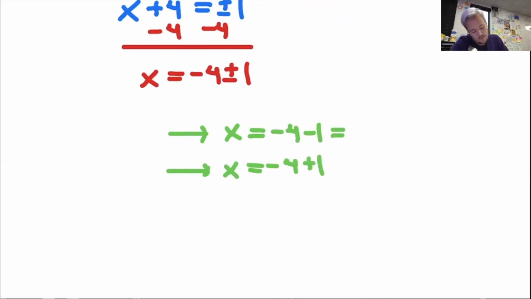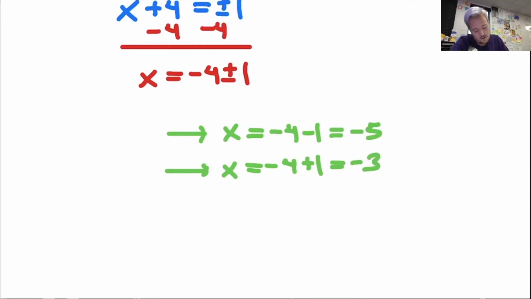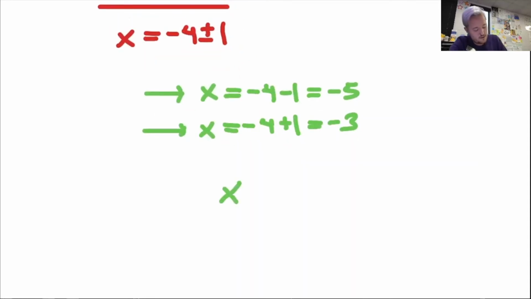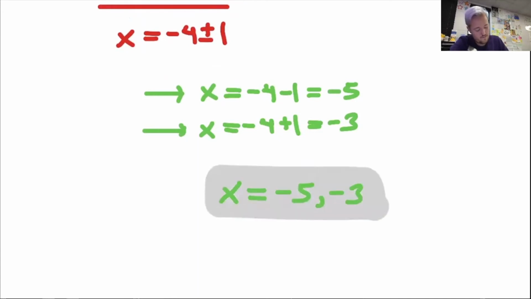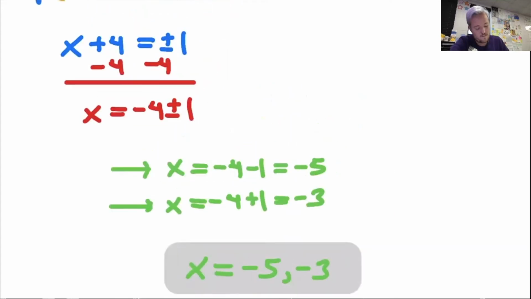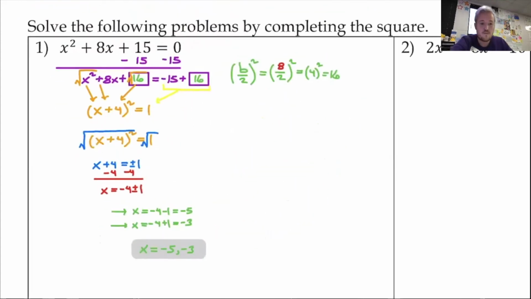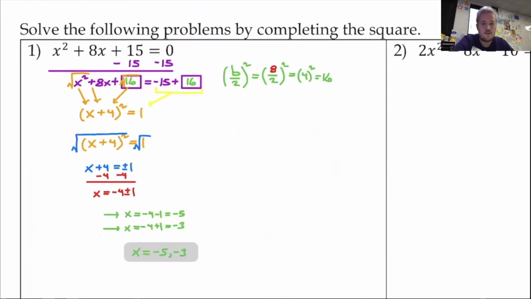So in the top, negative 4 minus 1 is going to give you negative 5. And in the bottom, negative 4 plus 1 is going to give you negative 3. So your solution here is going to be x equals negative 5, comma negative 3. All right, so that's the first one. All right, so for number 2.